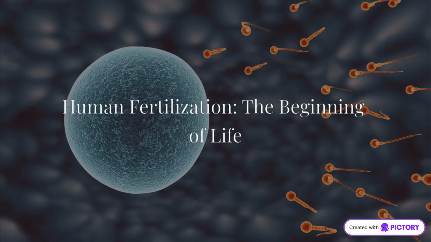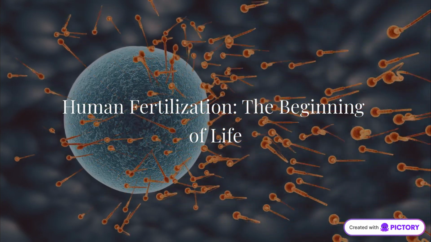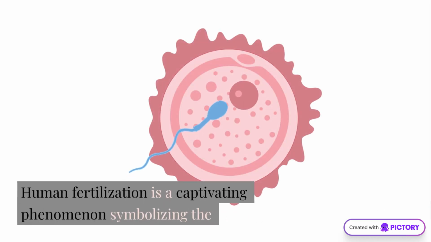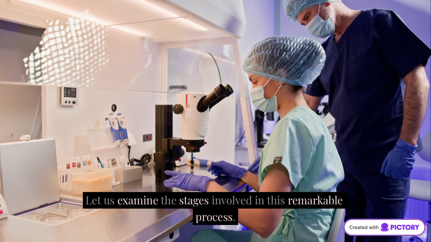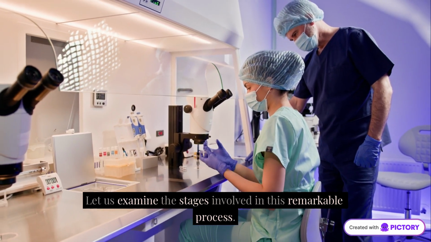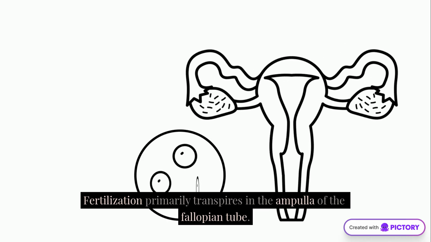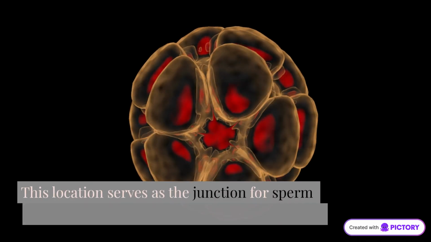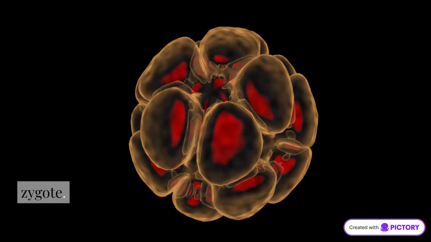Have you ever contemplated how a minuscule sperm and an egg unite to initiate life? Human fertilization is a captivating phenomenon symbolizing the commencement of our existence. Let us examine the stages involved in this remarkable process. Fertilization primarily transpires in the ampulla of the fallopian tube. This location serves as the junction for sperm and egg, resulting in a fertilized egg, termed a zygote.